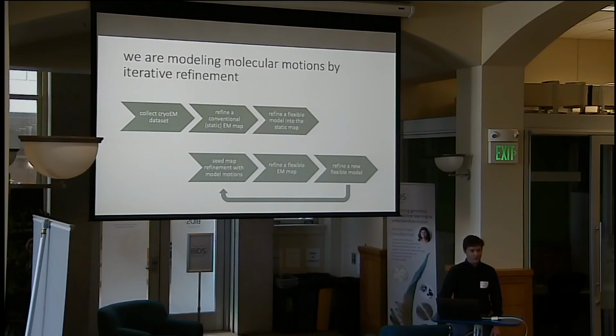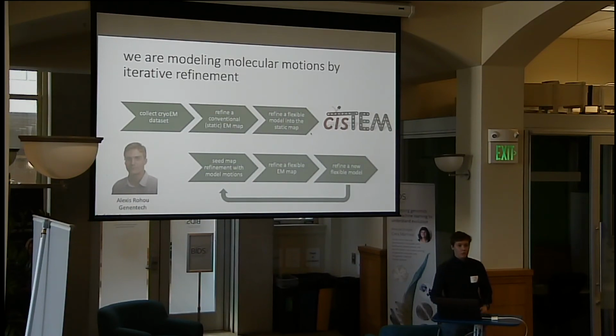And so we're trying to answer this question with an iterative approach. This is work that I'm doing with Alexei Rohu at Genentech, and he's co-developer of the System software. So we're building this into the System pipeline. We start by getting our data set the standard way, getting a map and model the standard way. We refine motion into the model, and then we use that information to inform the map, and then start iterating and see how much we can improve the map itself based on that refinement of the model.